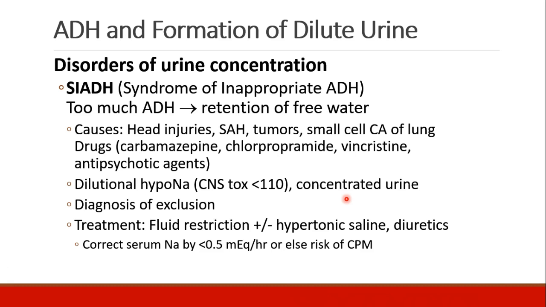How do we treat it? Well, fluid restriction is very helpful so that they don't become even more diluted. Sometimes we need to give hypertonic saline in order to maintain normal physiologic sodium concentrations. And diuretics may be helpful to get rid of the excess free water. Remember that when we correct serum sodium, we need to correct it by less than half a milliequivalent per hour, or else we run the risk of developing CPM, central pontine myelinolysis, which is damage to the central nervous system.